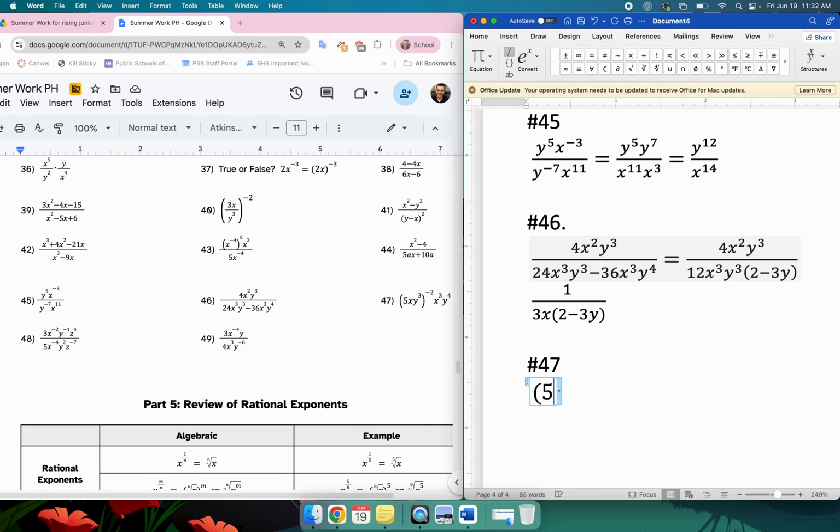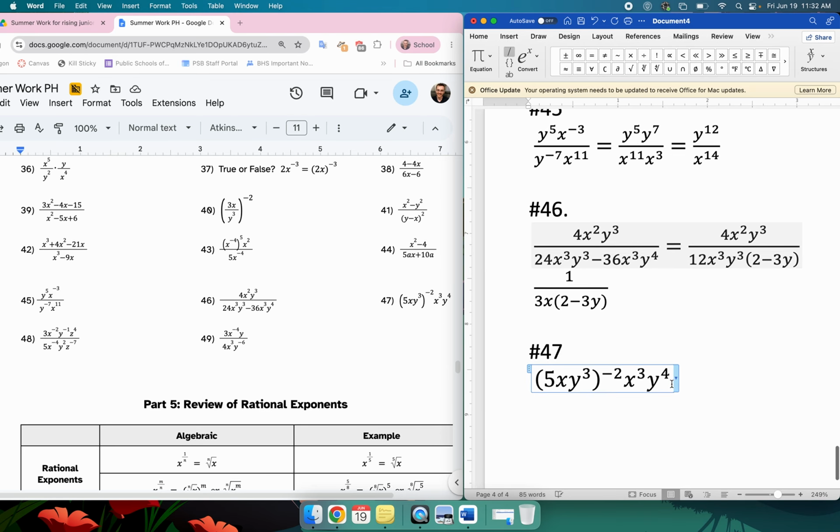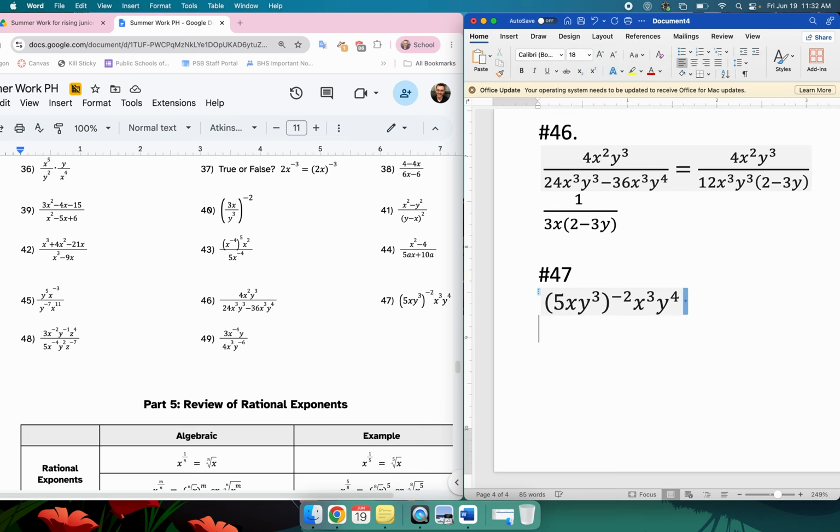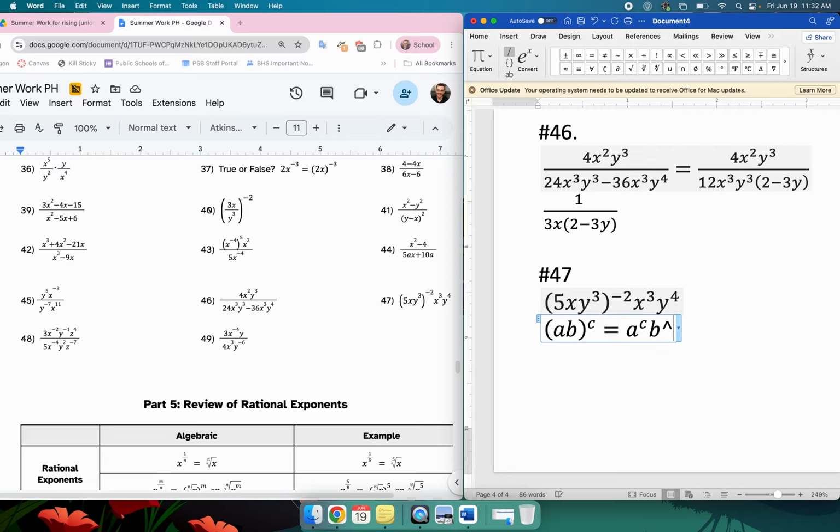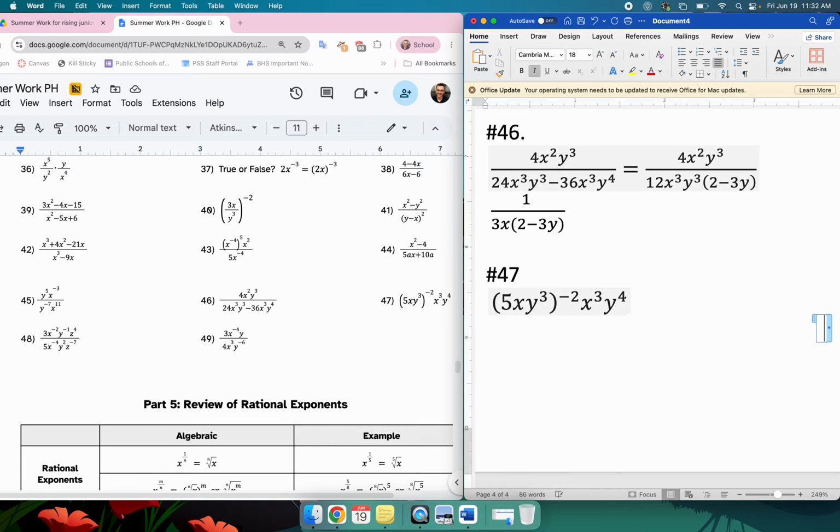Number 47, I have 5xy cubed quantity to the negative 2, x cubed y to the 4th. I would start by distributing. Again, it's sort of the rule that a times b to the c is a to the c, b to the c, like exponents distribute over products. So that's what I'm going to do in that first set of parentheses.